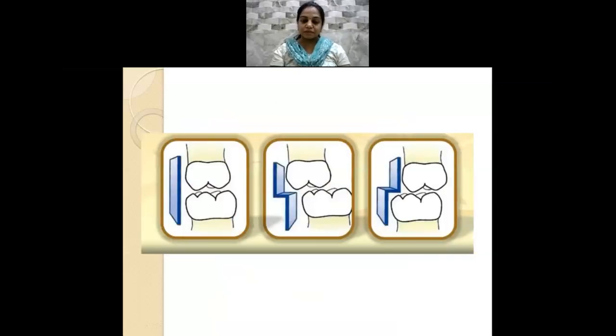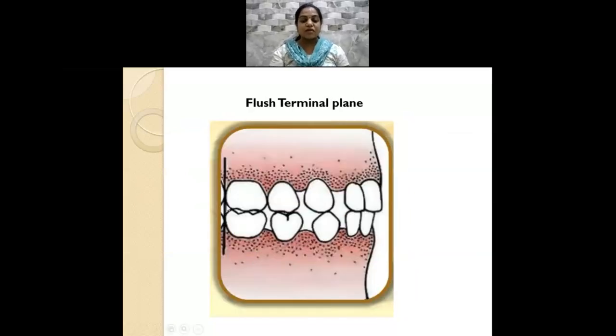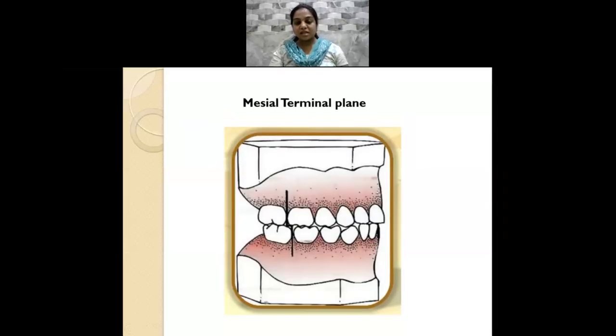In this case, the distal surfaces of the upper and lower second deciduous molars are in the same plane, and this is known as the flush terminal plane. Now, coming to the mesial terminal plane, if you see this picture, the distal surface of the lower second deciduous molar is more ahead when compared to the distal surface of the upper second deciduous molar. This is called the mesial terminal plane.